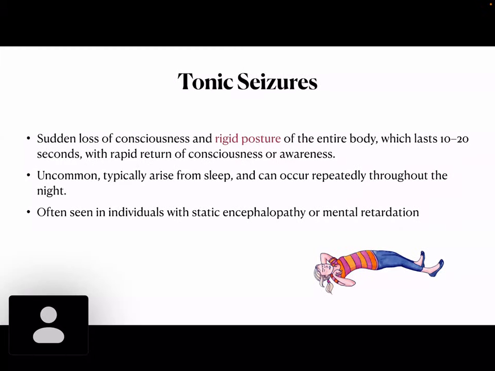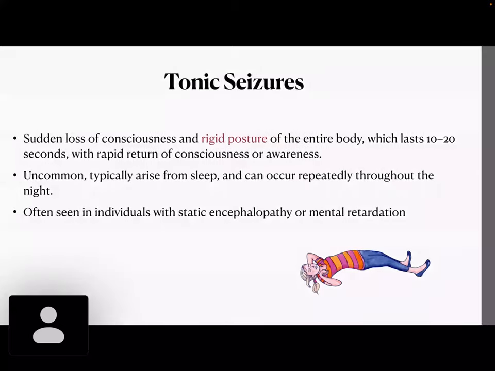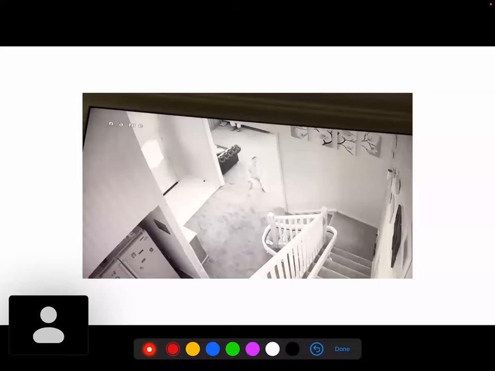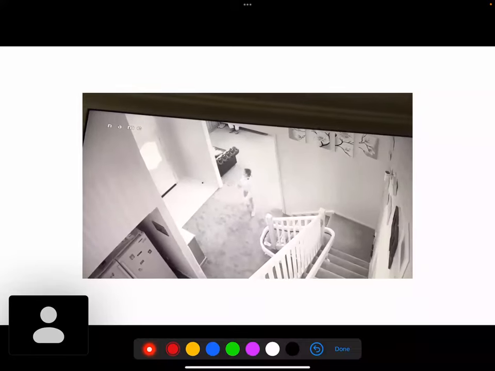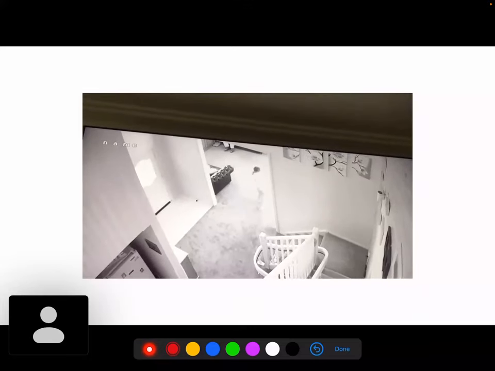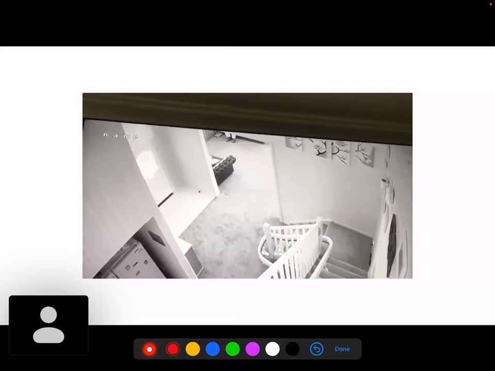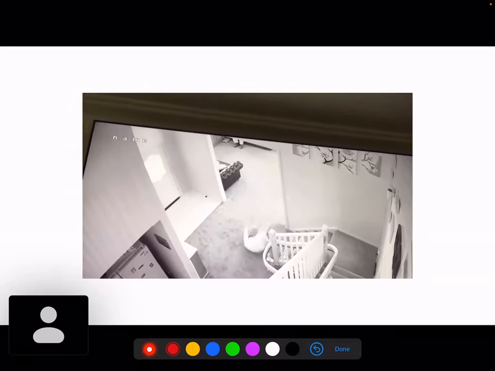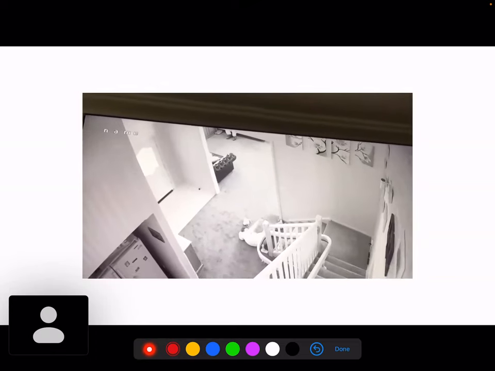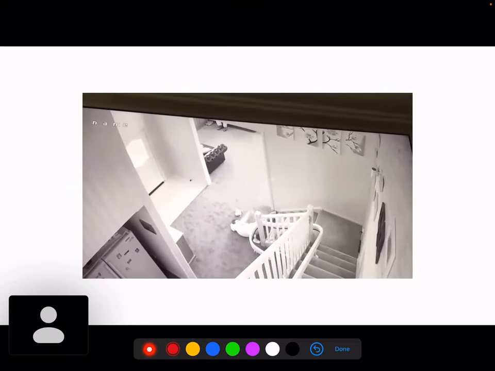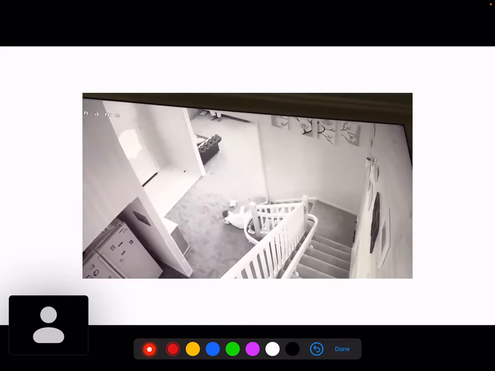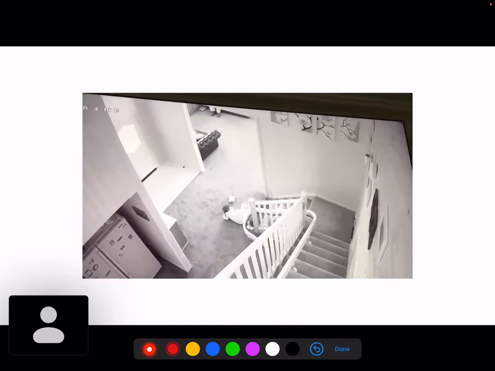Tonic seizures, obviously the name suggests increased tone, atonic seizures, decrease of tone. These usually happen in patients with intellectual disability and mental deterioration. In this video, you see many types of seizures. Basically, there's a focal seizure that starts, and then atonic seizure with a big fall, and then there is a tonic episode that is going on, and then starts having a generalized tonic-clonic seizure.